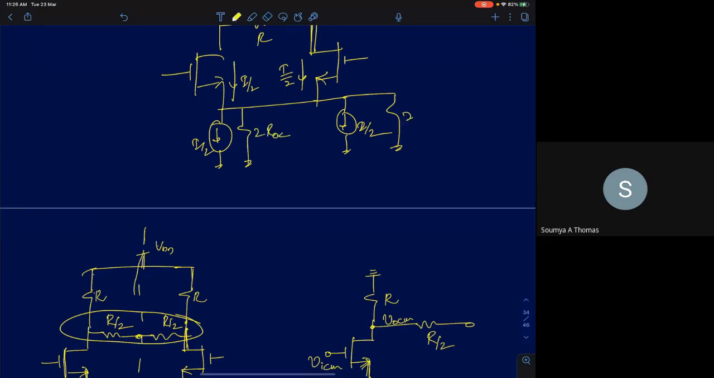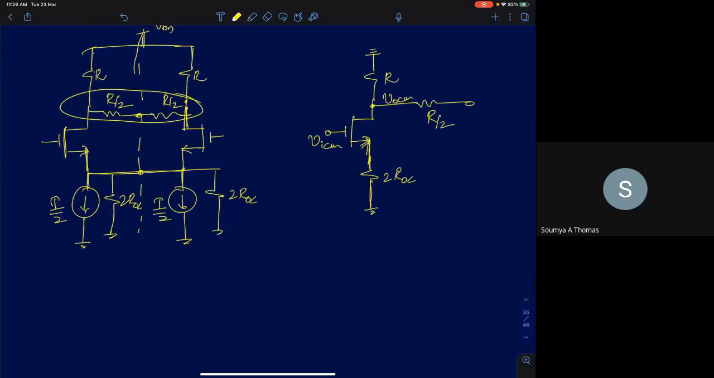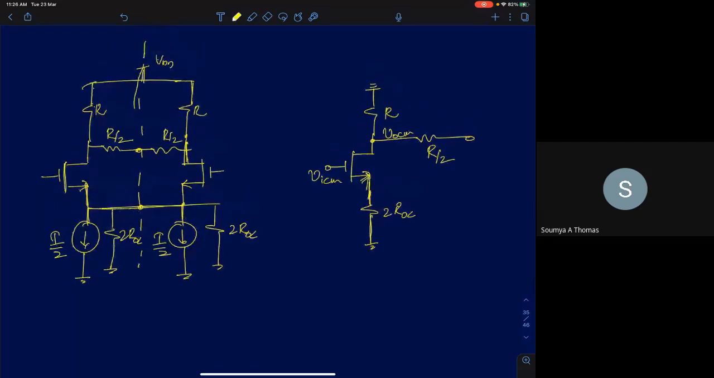Okay, it will be 2 ROC. Now, once we have drawn that, the next step involves drawing the axis of symmetry. So I'm going to draw this axis of symmetry. When I'm drawing the axis of symmetry here, what happens? This node is already shorted here. So this node will come to AC ground and this node will come to AC ground.